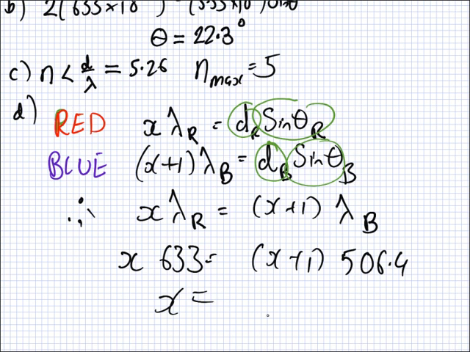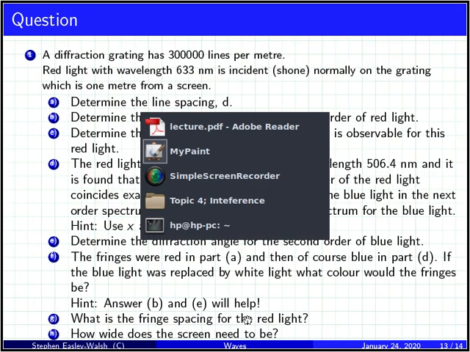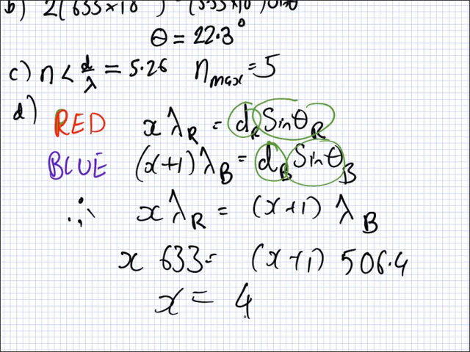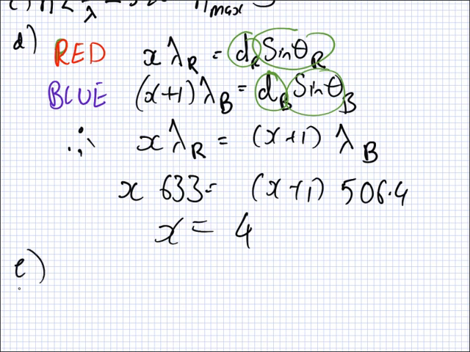Nice. So the fourth order of the red light is in the same spot as the fifth order of the blue light. But that happens in two places, right? Symmetrically, yes. Okay, continue? Yes, guys, is it okay to continue?